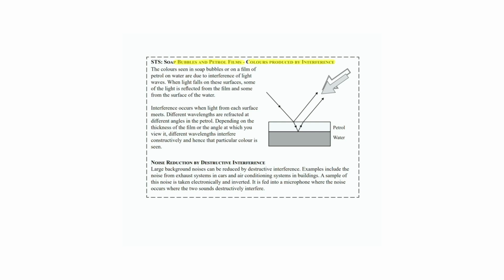So basically all that's happening here, let's say you've got a layer of petrol that lies on top of water. A light comes in and shines on it. Well, some of the light will be reflected off the water. Some of the light will be refracted, pass through, and be reflected off the petrol. And now you've got two waves coming through, and these two waves will interfere, and some kind of colour will be formed. That's one application.